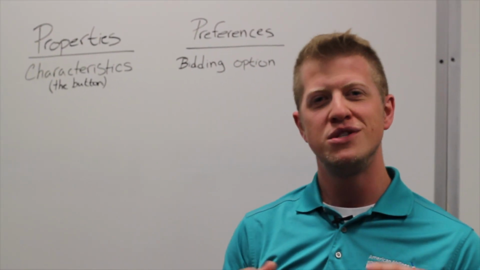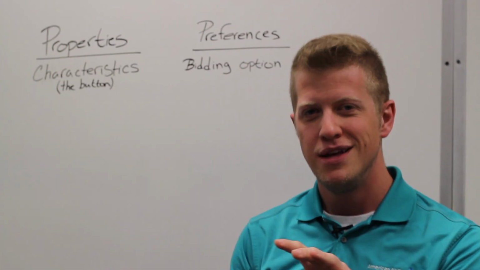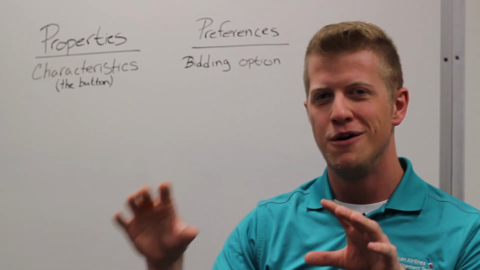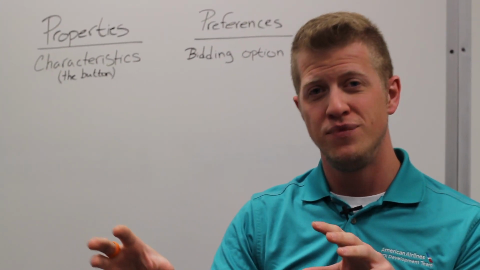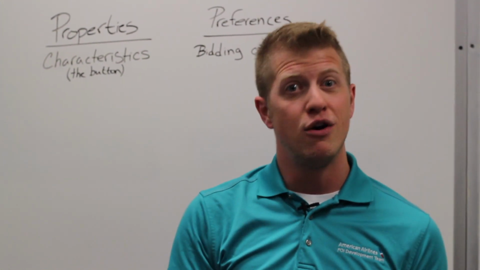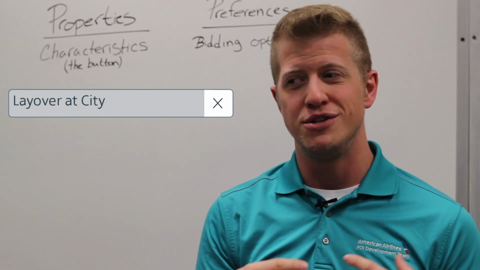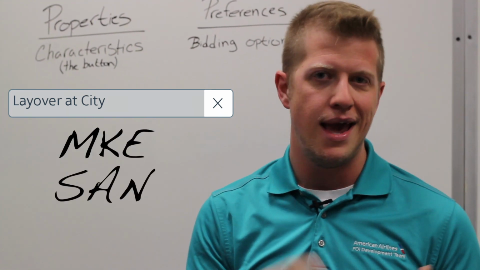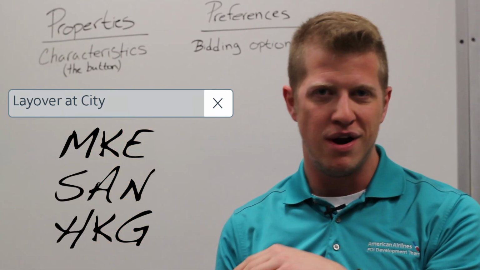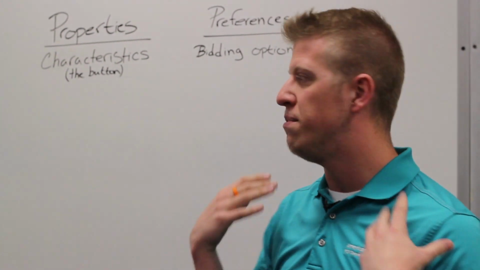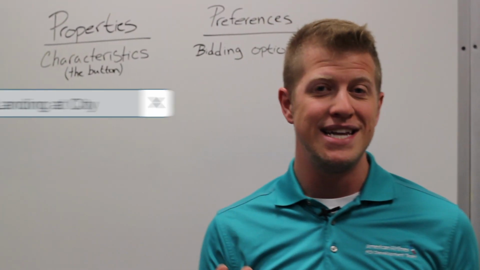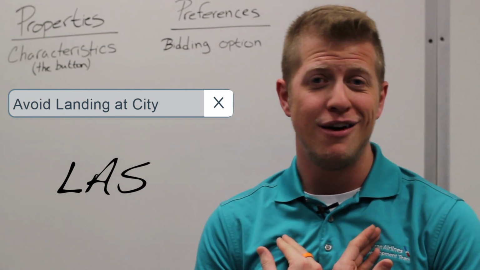So basically, once you click on a property that we want, there's going to be a subcategory within that you can choose from. So some examples would be layover at city is the property, and I can choose the drop down and choose I want Milwaukee, San Diego, Hong Kong. Those are the preferences there. Some other properties would be avoid landing at. Personally, I avoid landing at Las Vegas.